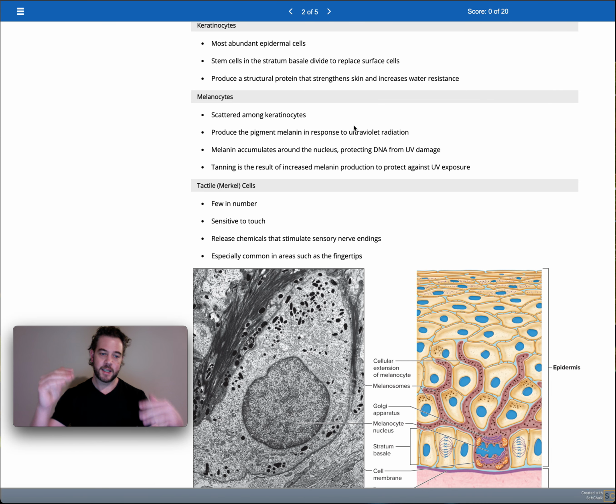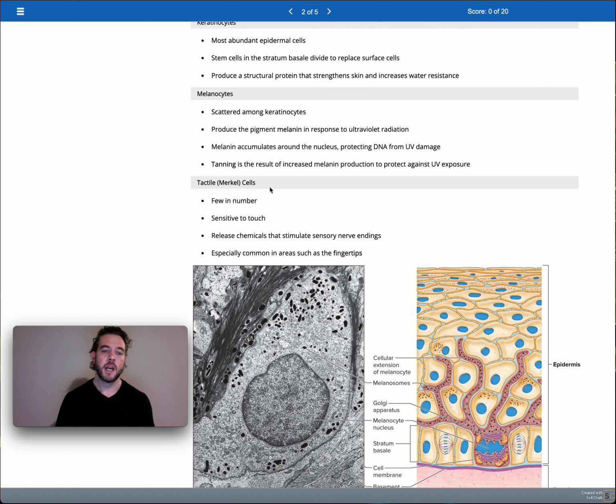All right, the third type of cells, the tactile cells. These are also called Merkel cells. I like the name tactile because it reflects what they do. These are for touch. These are touch receptors. There aren't a lot of them. They're sensitive to different touches. There are different types of receptors in your skin.